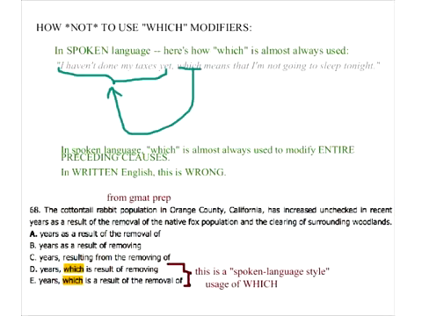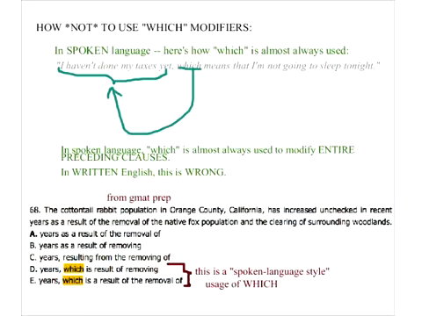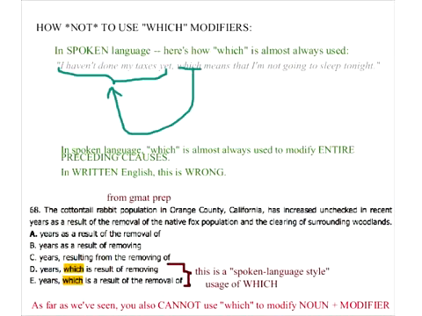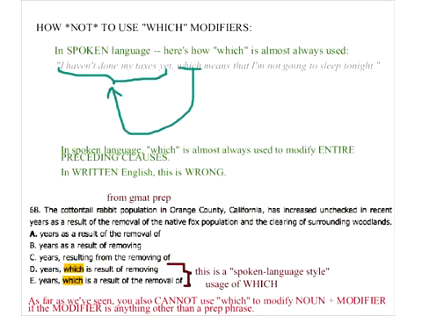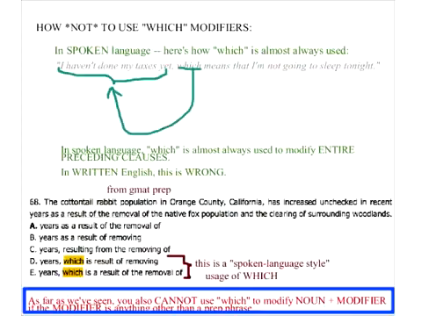The other way you don't want to use "which" modifiers is basically to modify anything other than a noun plus prep phrase. So remember, this is specifically noun plus prep phrase. What we have not seen ever correct on the GMAT is, as far as we've seen, you also cannot use "which" to modify a noun plus modifier if the modifier is anything other than a prepositional phrase. So that's why we are as specific, that's why we didn't just say noun plus modifier on the previous page, because it has to be this one particular type of modifier, a prepositional phrase. So other types of modifiers, not okay.